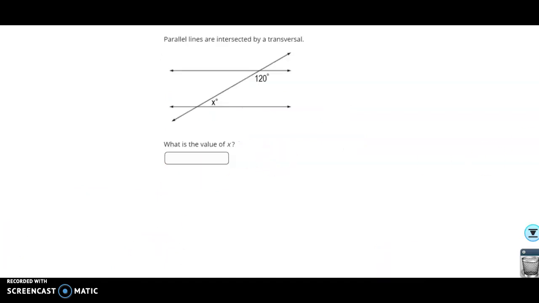This example is very similar to the last one. They want to know what the value of x is. Well, the 120-degree angle and x are not equal. They don't have any relationship. However, this angle right here is alternate interior with this angle, so they would be equal. So we just need to find out what this angle is. Well, this angle is 180 minus 120. I'm not going to do that one for you. I think you can handle that.